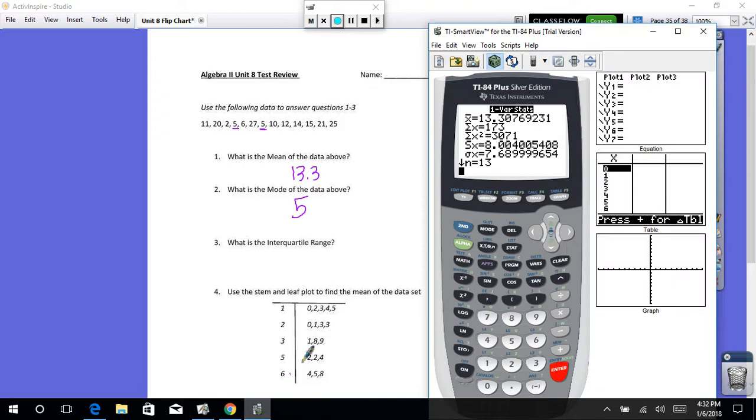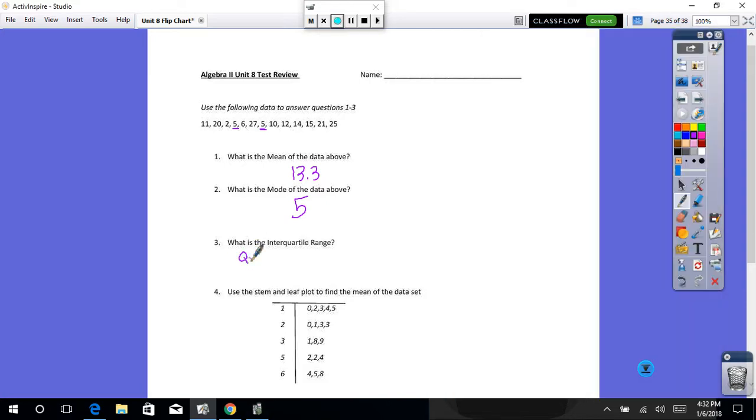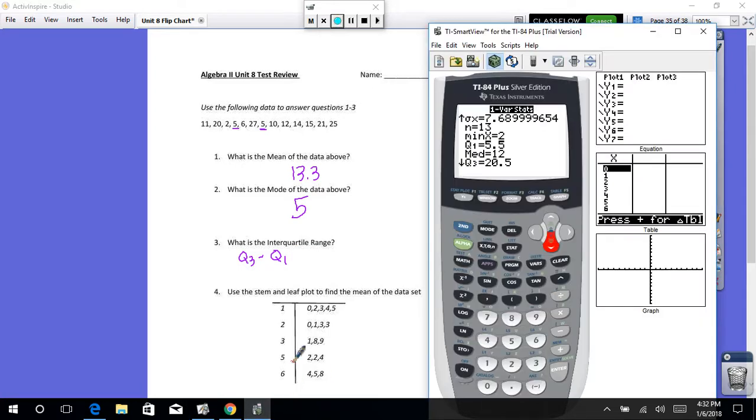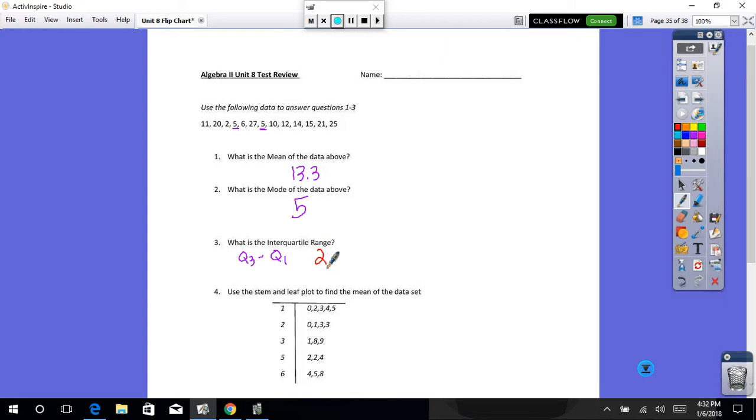Okay, and the interquartile range is another one that is not exactly given to us, but we know that it is Q3 minus Q1. Okay, our Q3 is 20.5, and our Q1 is 5.5. So that leaves us with an interquartile range of 15.